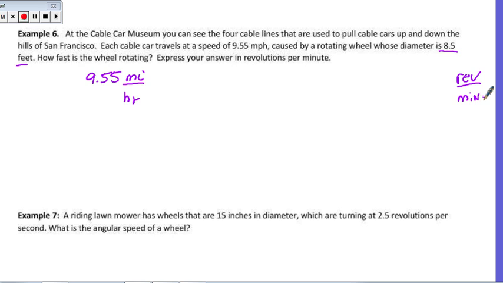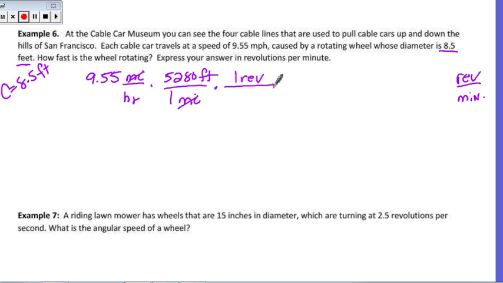I could see that the circumference is going to be in feet. So the circumference here is 8.5 feet. So I want to get out of miles into feet so I could use that conversion factor there. So I've got 5280 feet in 1 mile. So my miles are gone. I also know I want to get into revolutions. So in 1 revolution, there are, whoops, got the pi over there, 8.5 pi feet. So now I've got the feet gone.